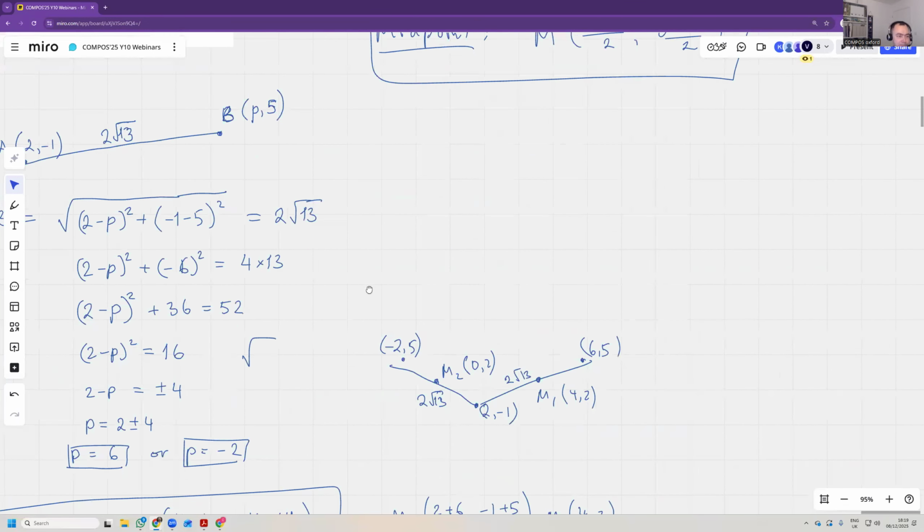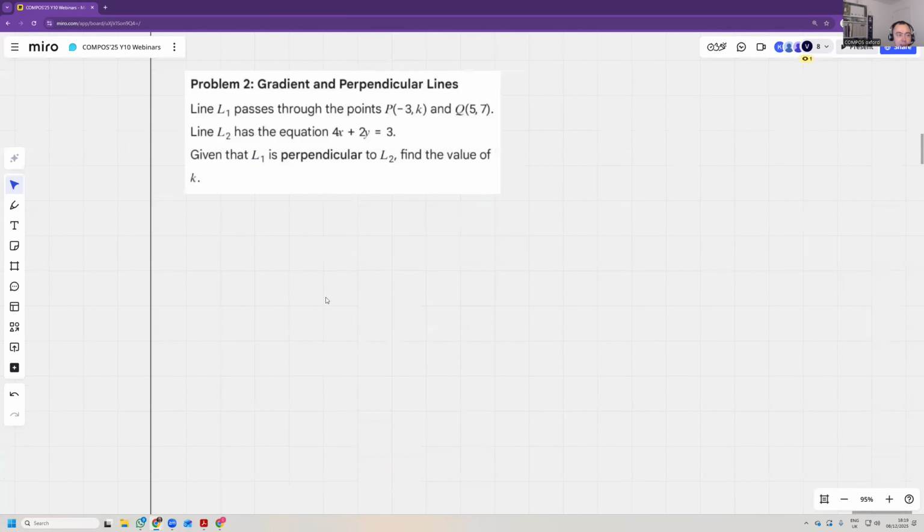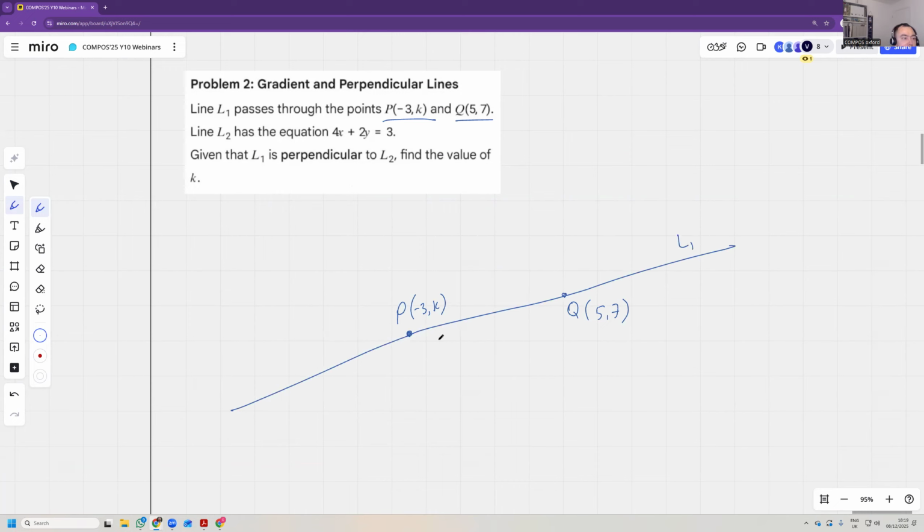All right, moving on. Gradient and perpendicular lines. So line L1 passes through point P and Q. Let's say P has coordinates (-3, k) and Q has coordinates (5, 7). And so that is line L1. And line L2 has the equation 4x plus 2y equals 3. Okay, that doesn't help too much. Given that L1 is perpendicular to L2, find the value of k.